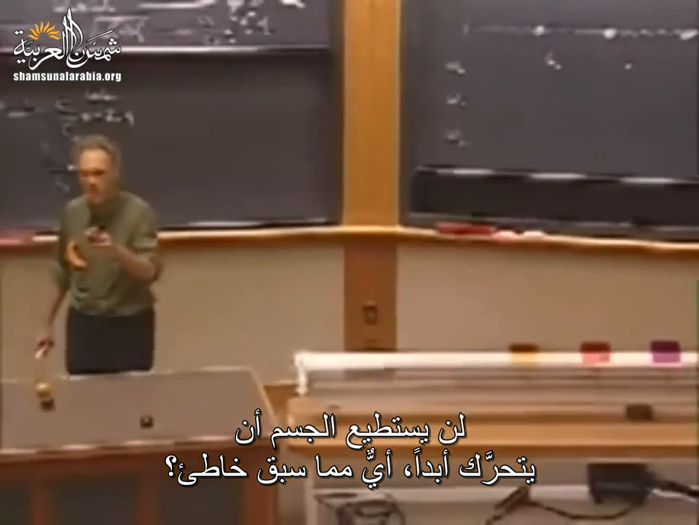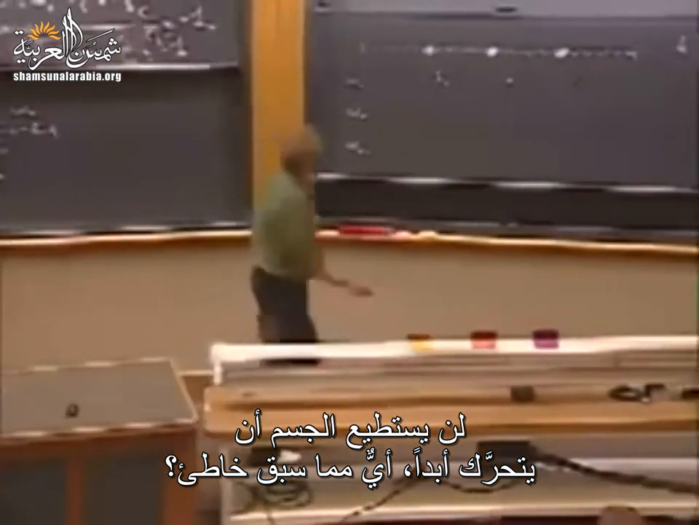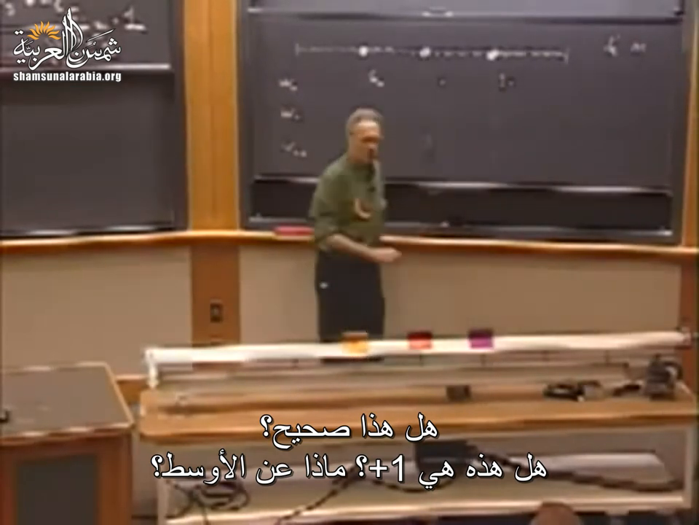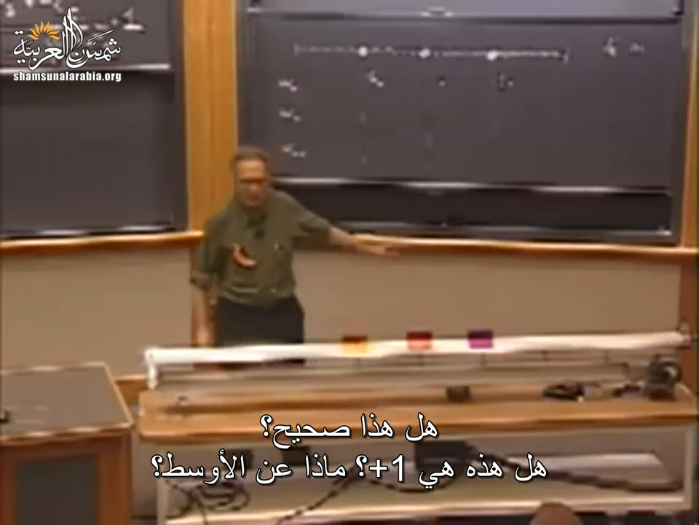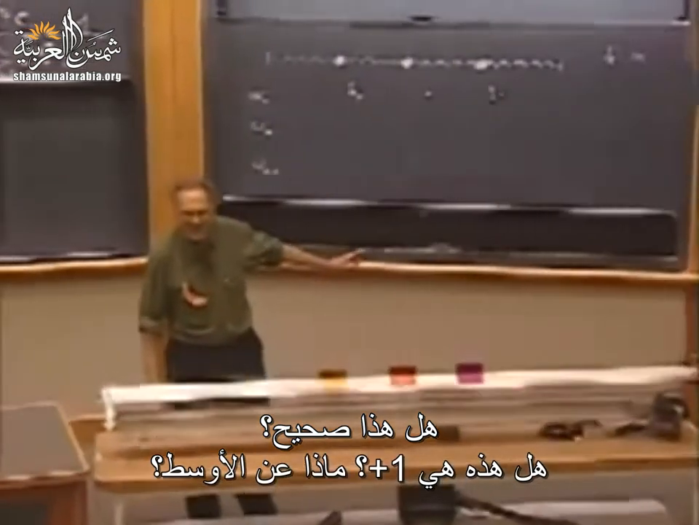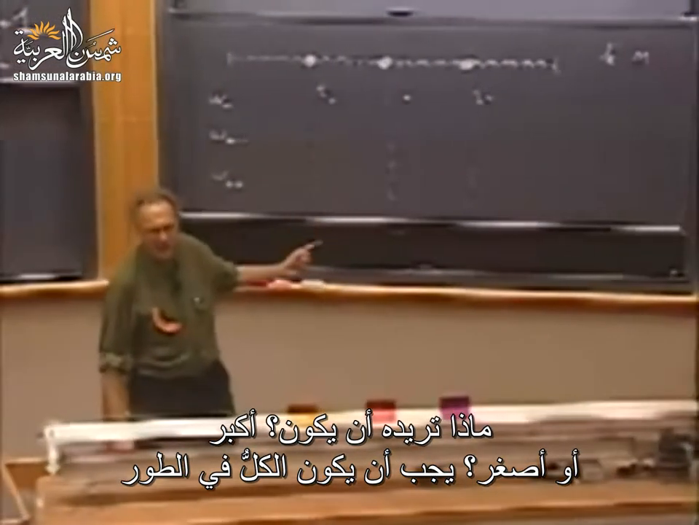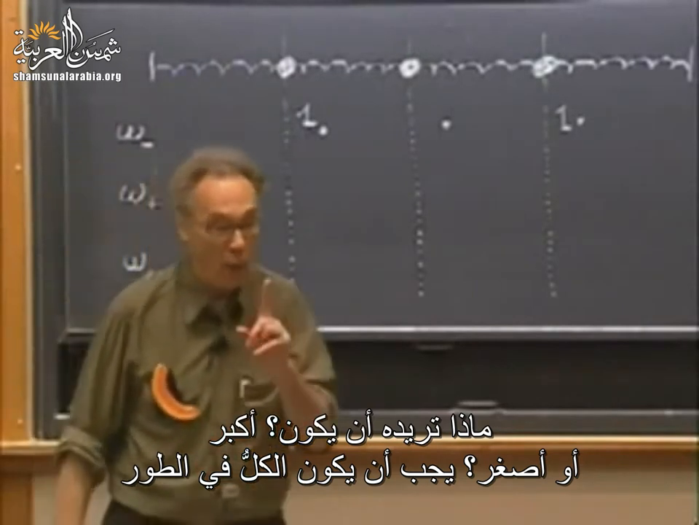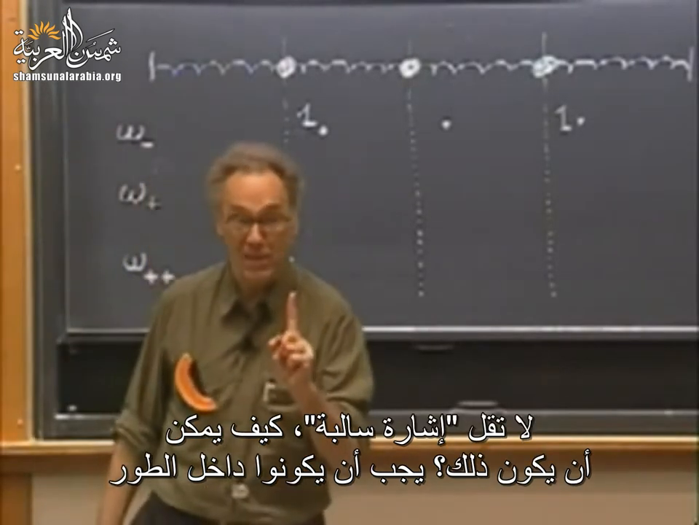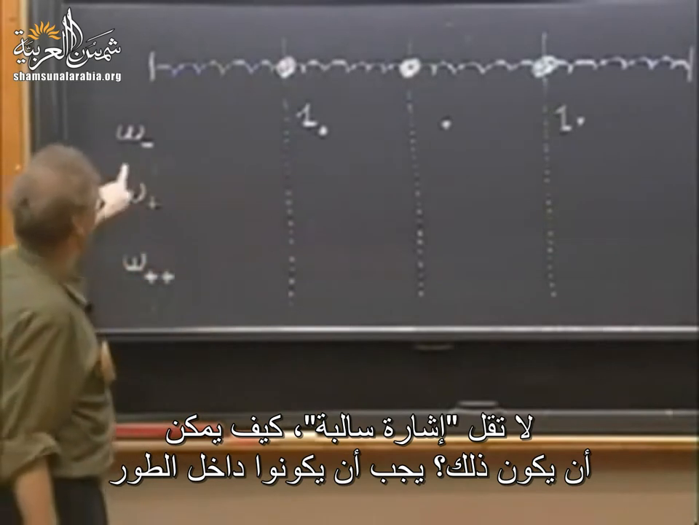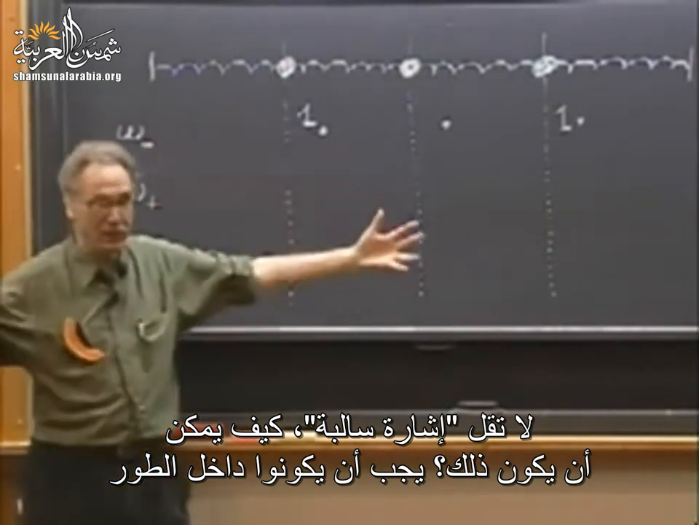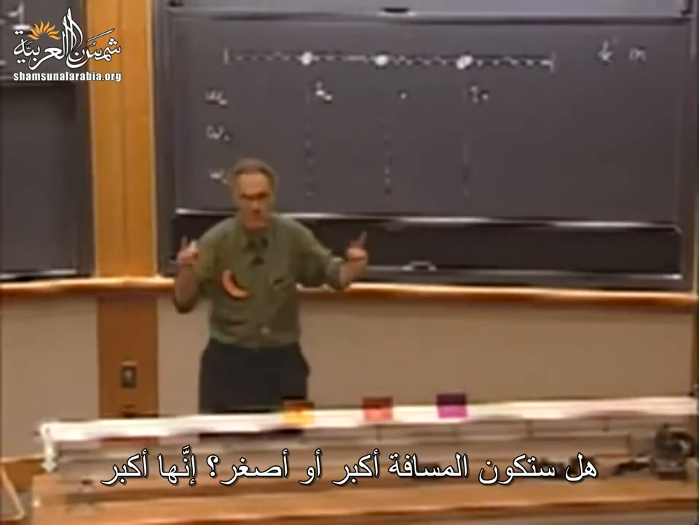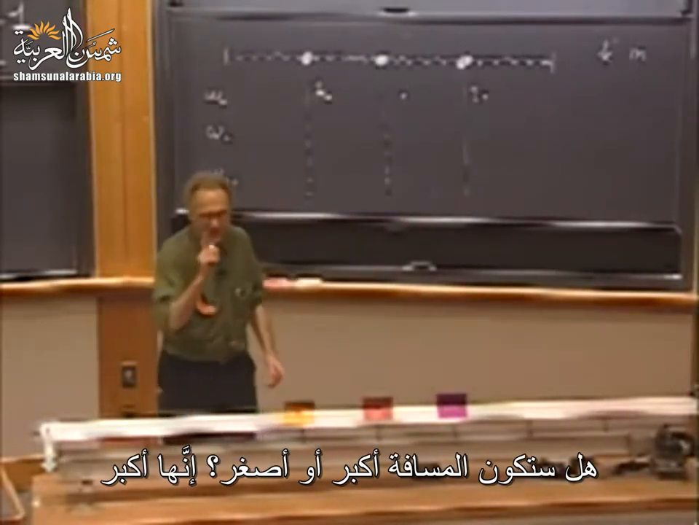Any suggestions? Which of those is wrong? Is this correct? That it's +1? No. How about the middle one? No. Where do you want it? A little further away or a little less? All have to be in phase. Don't use the word minus sign. They have to be in phase. It must be on this side. Do we make the distance larger or smaller? Smaller. It's larger.